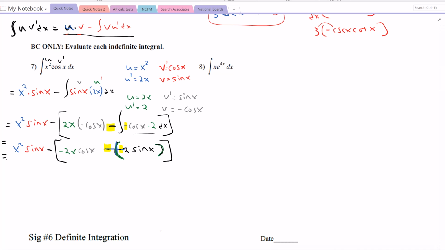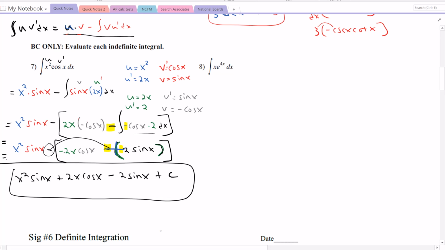And we're going to get x squared sine x minus plus, right? Negative, negative, plus 2x cosine x. And this is going to be minus 2 sine x, right? Because this negative distributes there, it makes it negative again. And plus c. All right, so that's that.